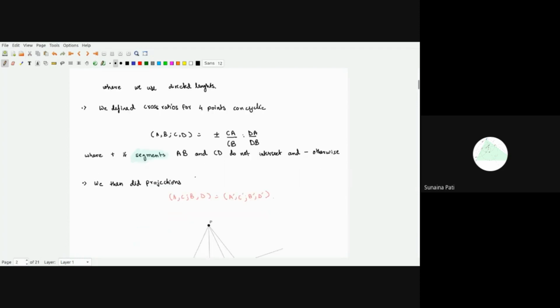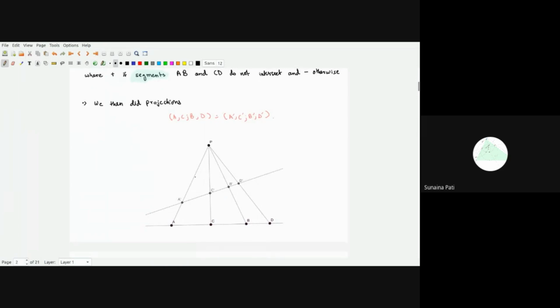After this, we did projections. There were basically 3 kinds of projections. One was line to line. Oops, somebody said something. Oh yeah, go ahead, Arjit, if you have something to ask. Oh, it's okay. It's fine.